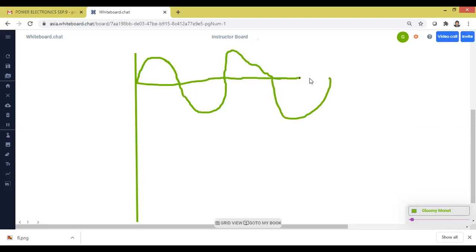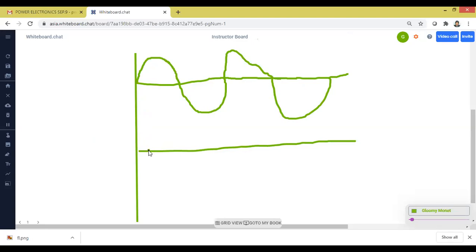So we have the input AC supply. What we have to do next, in order to turn on the SCRs, is apply the firing pulse. So I am applying the firing pulse. I can select the angle from 0 to 180 and from 180 to 360.